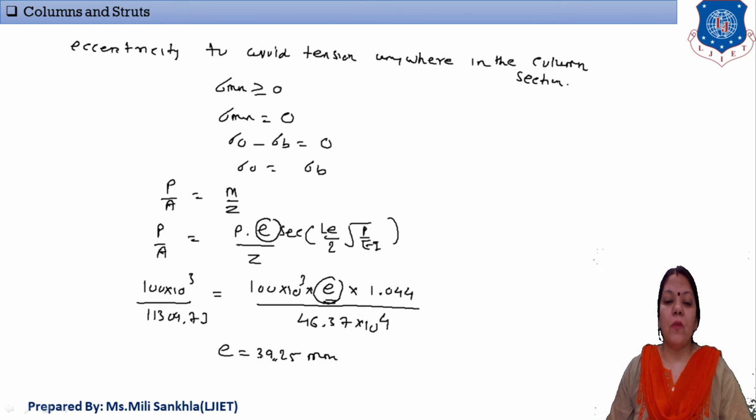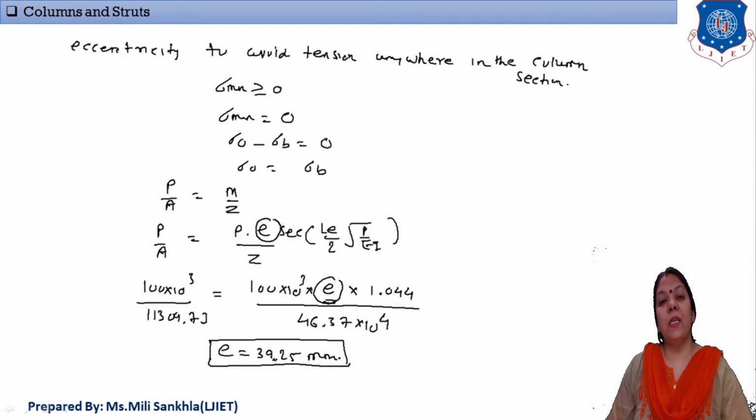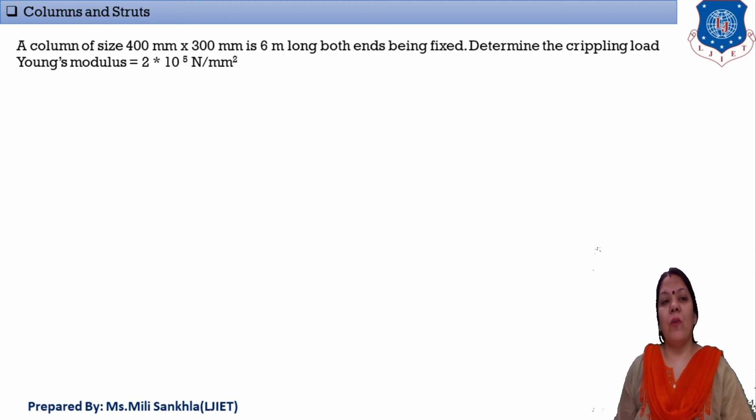Okay, this is our new eccentricity, and this eccentricity avoids tension anywhere in the section. Okay, our example is complete. This is our new type of example. Now our last example of column and strut.